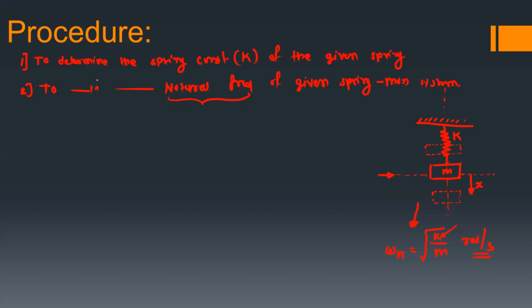Initially for this experiment, the spring constant is unknown. We don't know the value of K. Just a coil spring is given, and for this spring we have to find K, the stiffness or spring constant, whose unit is Newton per meter. This is the first step, and in the second step we will perform the experiment for the natural frequency calculation. So how do we find the K value experimentally?